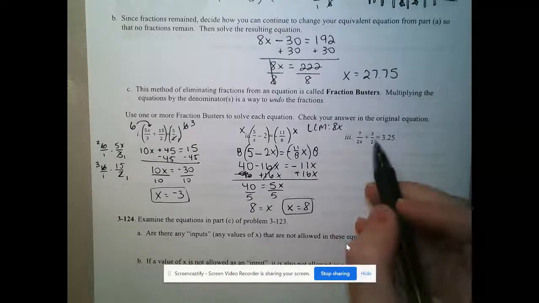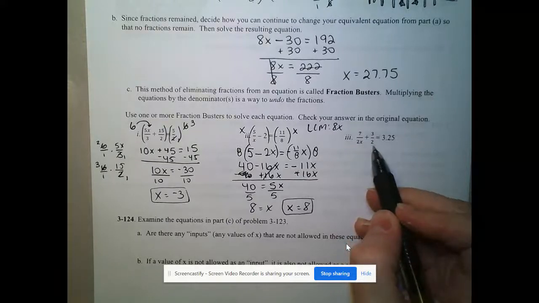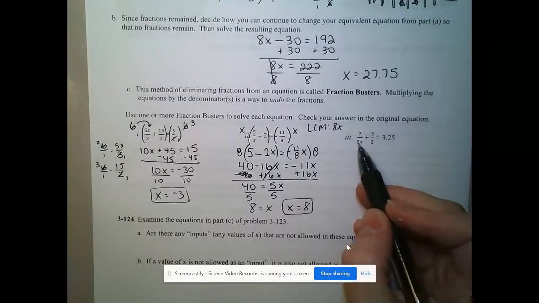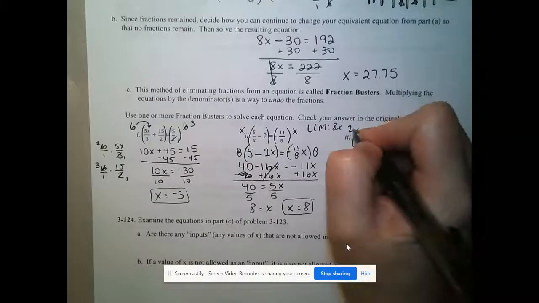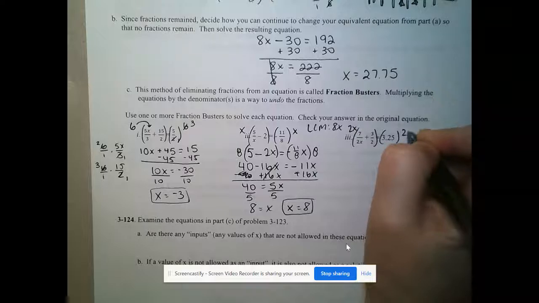I would say that I have a denominator of 2x and another one that's just 2. So they both have a 2 in common, and I also need to get rid of the x. So I'm going to multiply the left side by 2x. I'm going to multiply everything on the right side by 2x.